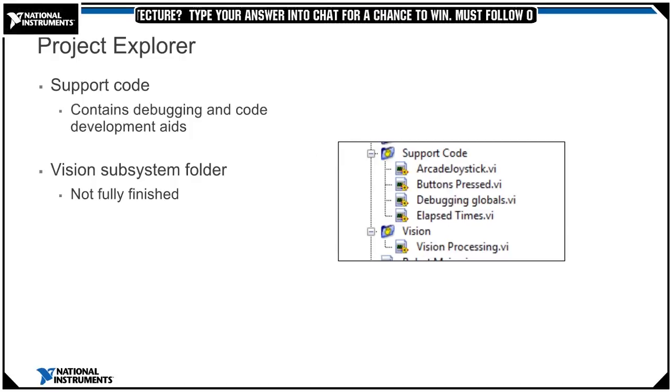Okay, so moving on, looking at the Project Explorer, talking about support code. This folder contains any debugging and code development aids. This is where, if you make helpful little VIs, like a convert meters into inches, or I guess the other way around would be more helpful, things like that can live in here so that they can be independently used by different subsystems. It's a great place to put them.